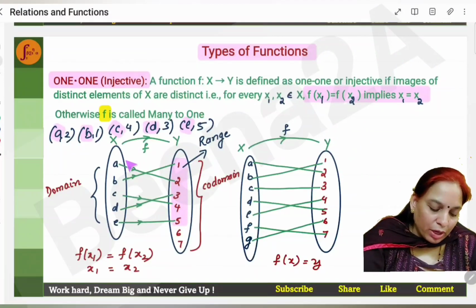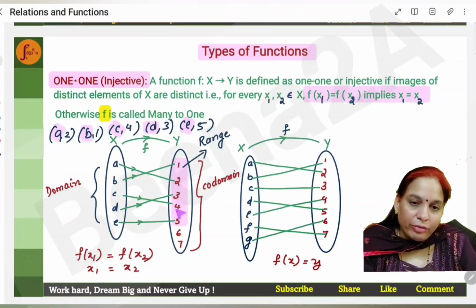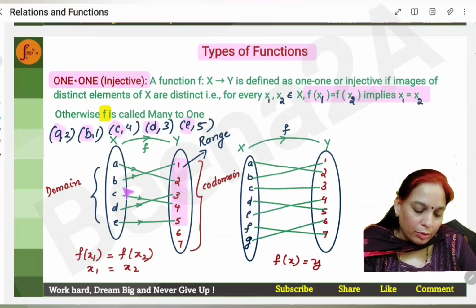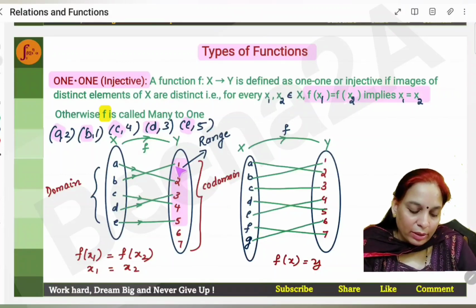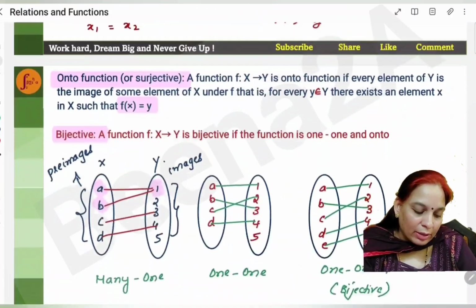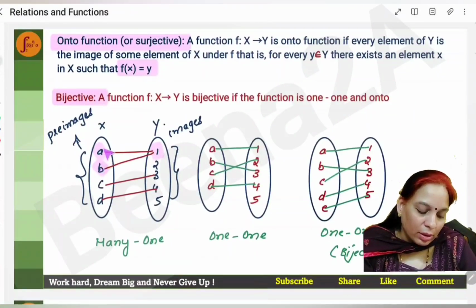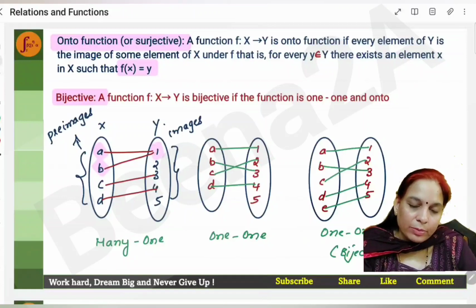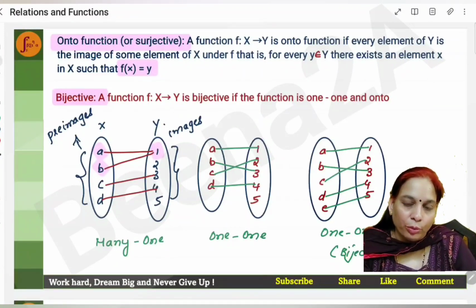In one-one you should have one element in X mapped to one element in Y. So it should be distinct, that is, it should be different. A should be mapped to 2, b should be mapped to 1. That is, no two elements in set X should have the same image in set Y. If you have multiple elements in set X mapped to a single element, then it becomes many to one. This is the difference between many to one and one-one.